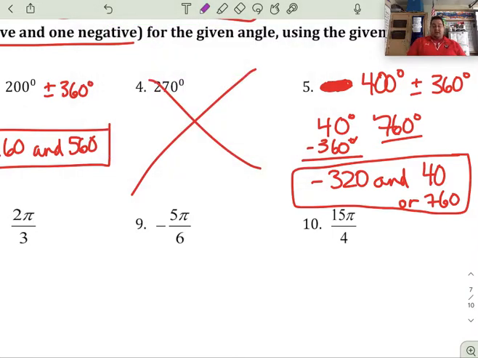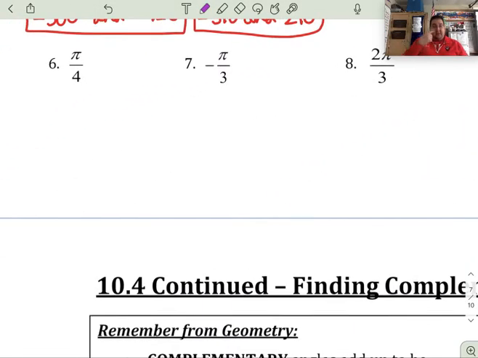So now we need to talk about if we are doing radians. So we're adding and subtracting 360 when it's degrees, right? Well, what can we add and subtract that would be the same thing for radians? Well, we know that 360 degrees, or one full time around the circle, is 2 pi. So what we're going to do with these ones is add and subtract 2 pi.